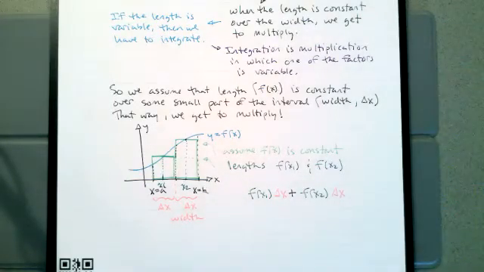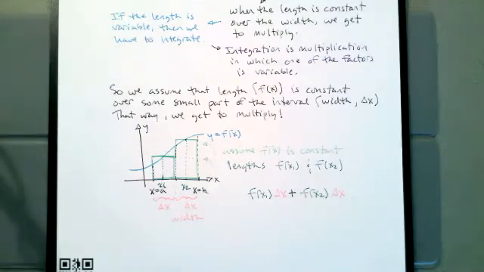All right. So this is the process that we're going to do. The reason that we're going to make this assumption is that when the length is constant, we get to multiply. And that makes calculating area simple, length times width.